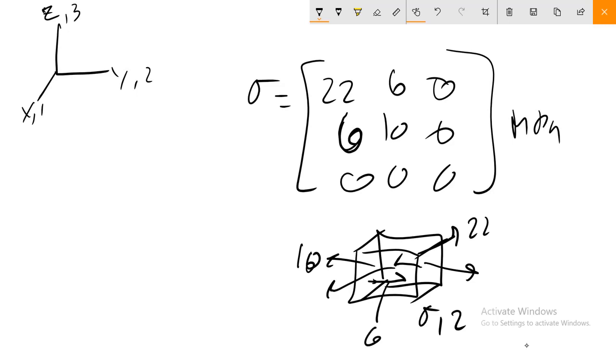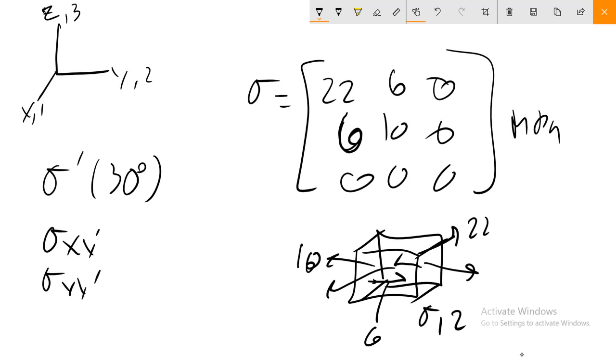Anyways, so now we need to figure out in this problem statement, what is my stress tensor at an angle of 30 degrees? So what is my new sigma x prime, sigma y prime, and my sigma x y prime in this new coordinate system? And we're going to look at that and solve it three different ways.